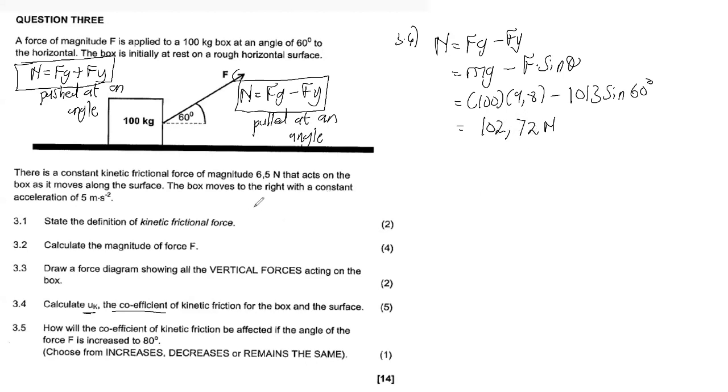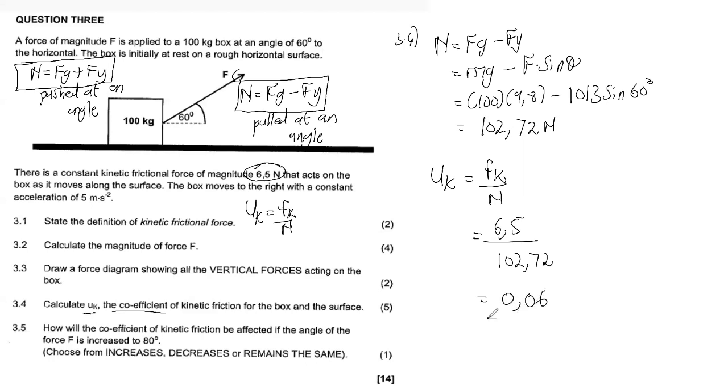Now, what is it that we need? You will remember from the formula that mu k is equal to Fk over N. If we have the normal force, we also need the kinetic frictional force, which we are already given here. So we have everything that we need. We just write the formula mu k is equal to Fk over the normal force. Now, what is our Fk? It's 6.5. And our normal force, we calculated, is 102.72. Punching that into your calculator, that's 0.06, rounded off to 2 decimal places. That's how you were supposed to tackle that question for 5 marks.